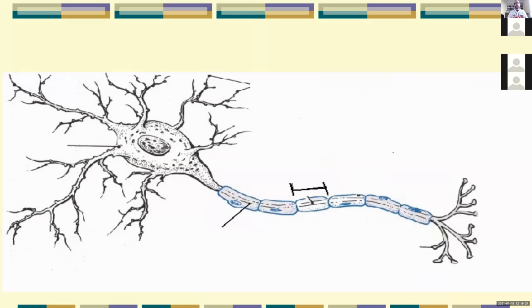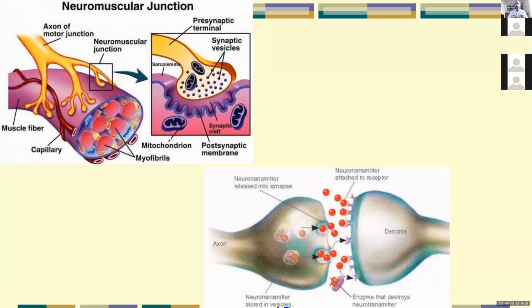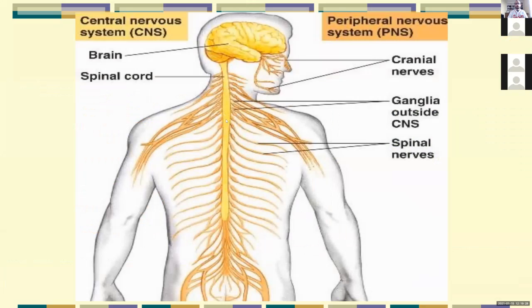Okay, does anybody have any questions about the synapse so far, or this process of neural transmission between neuron to neuron, neuron to muscle, neuron to organ?